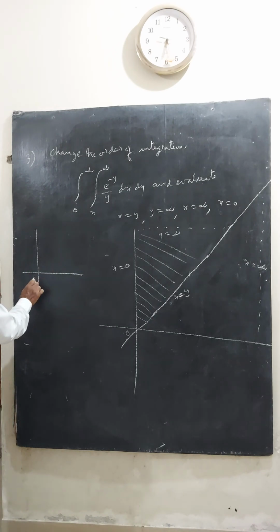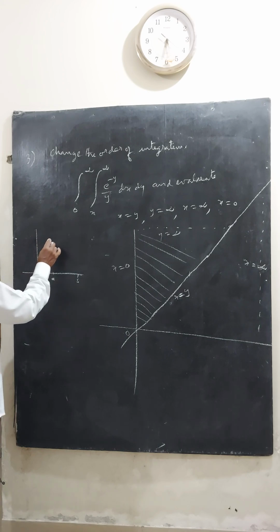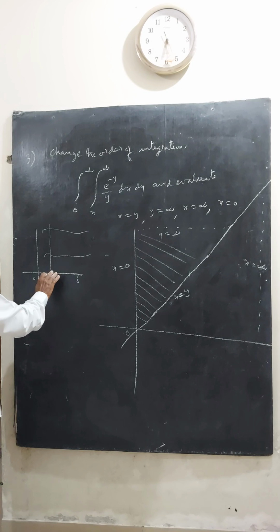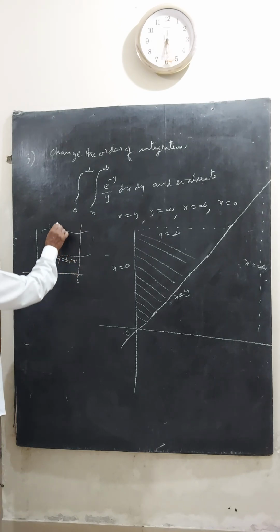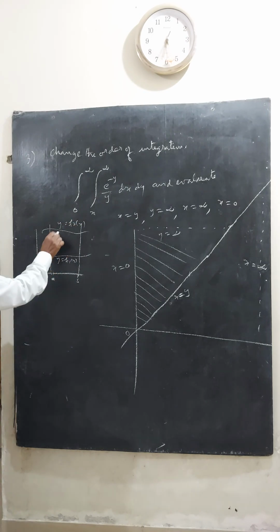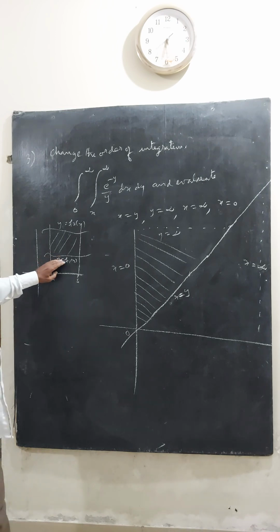We already know this. If the limits are on the x-axis, the curves are y equal to f1 of x and y equal to f2 of x. This is the region. The limits are x from a to b, and y is from bottom to top.